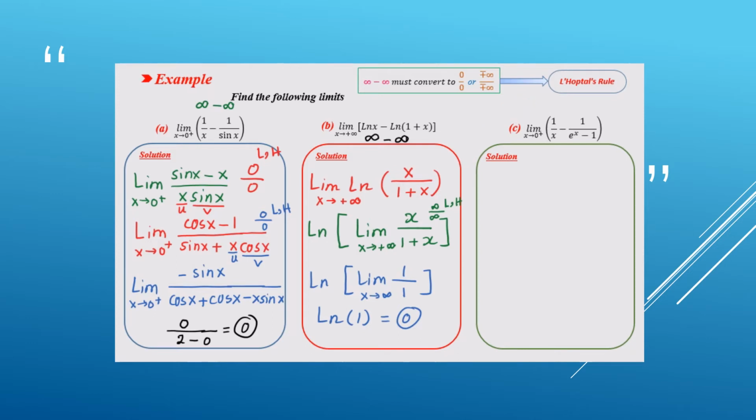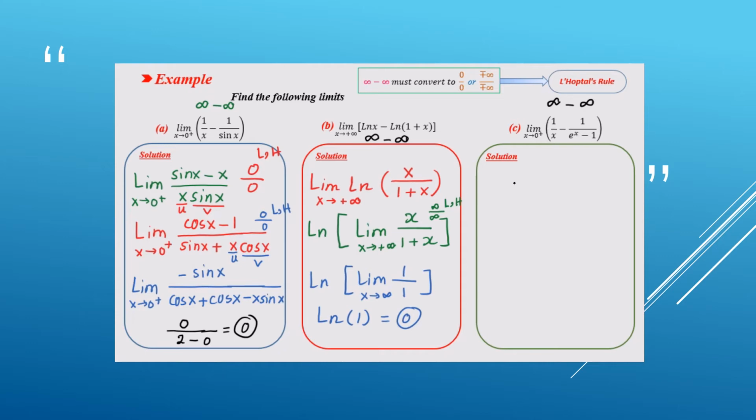In part C, we have the limit of 1 over x minus 1 over e to the x minus 1 when x goes to 0 from the right. By direct substitution of 0, you will get 1 over 0, which is infinity, minus 1 over e to the power 0, which equals 1. We have this indeterminate form, so you have to convert it to 0 over 0 or infinity over infinity to use L'Hopital's rule. So you have to rationalize the denominator by cross multiplying.